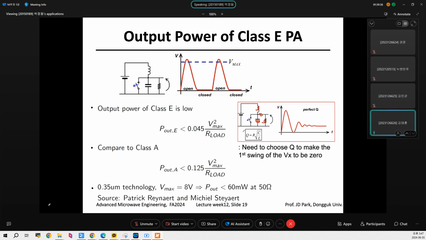Once Q is given by this, you have to choose Q in such a way that the voltage at this Vx should be something like this, half sine. When it is crossed, then this is gone away, right? So the perfect Q should look like this. It's like overdamping, but touches zero at this point. Then it becomes a perfect half sine. Make sense?